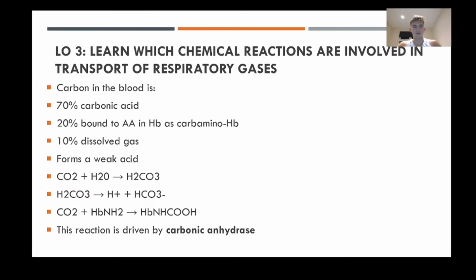So what happens in the blood when we transport these gases? If we've got carbon in the blood, that's 70% carbonic acid, 20% bound to amino acids, and 10% in gas. And the reaction that takes place via carbonic anhydrase is when we've got CO2 with water, that makes an acid, carbonic acid here. And because this is a weak acid, it partially dissociates into this proton and HCO3-. And this CO2 can then combine with hemoglobin and this amino acid here to form HbNHCOO-, so this carbaminohemoglobin.